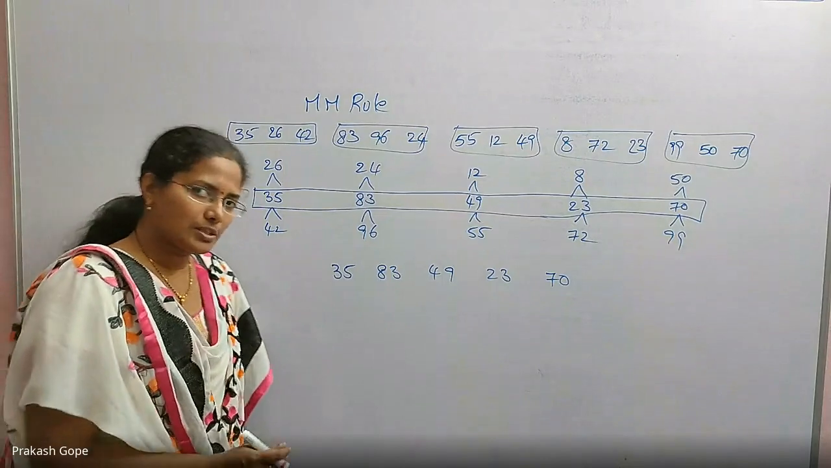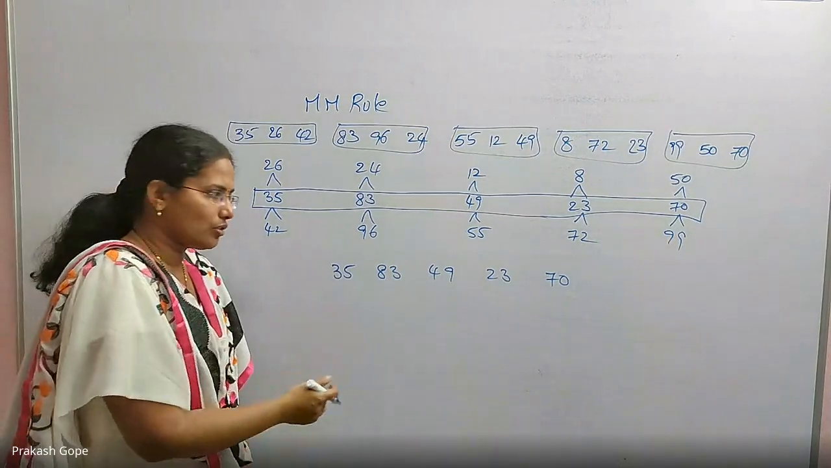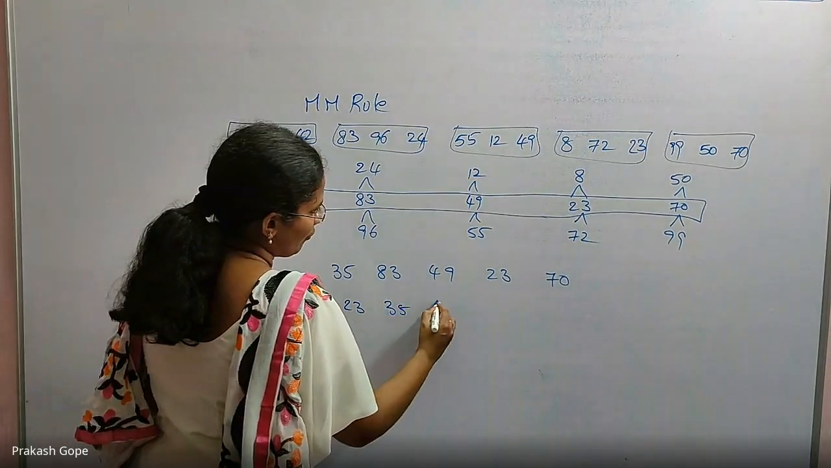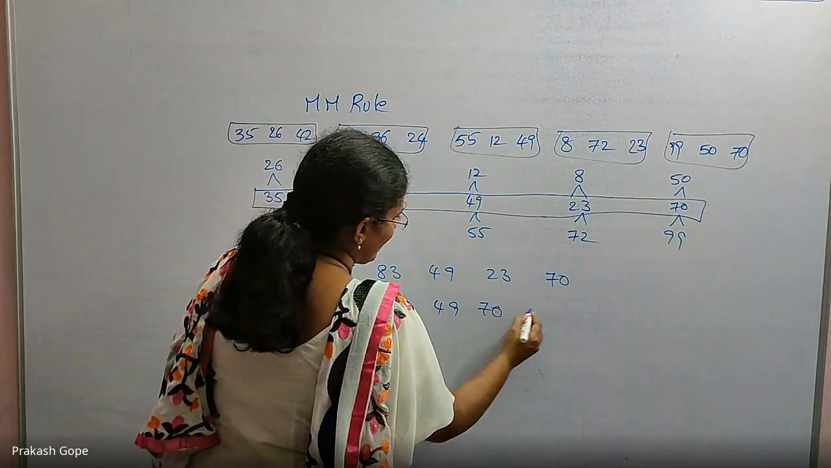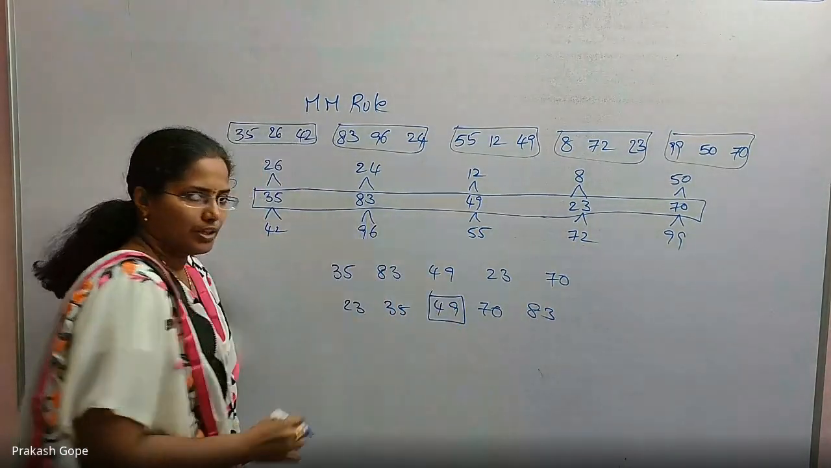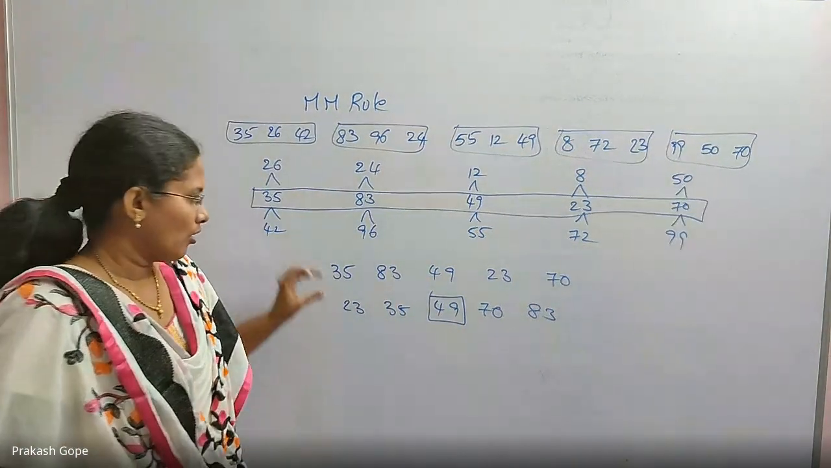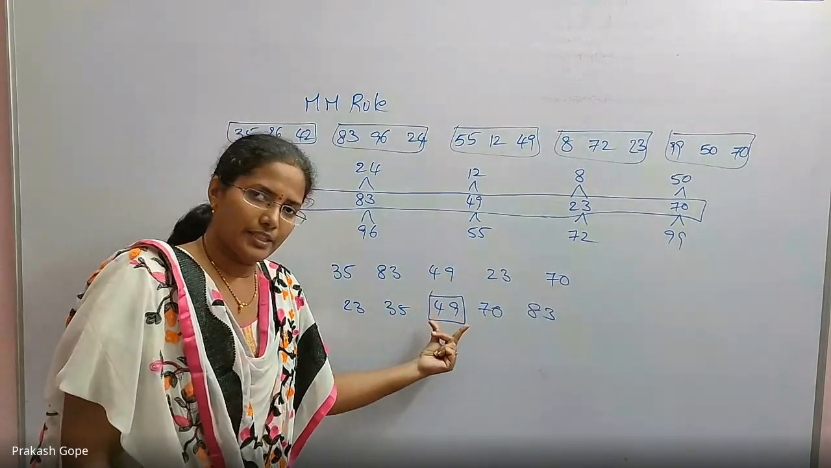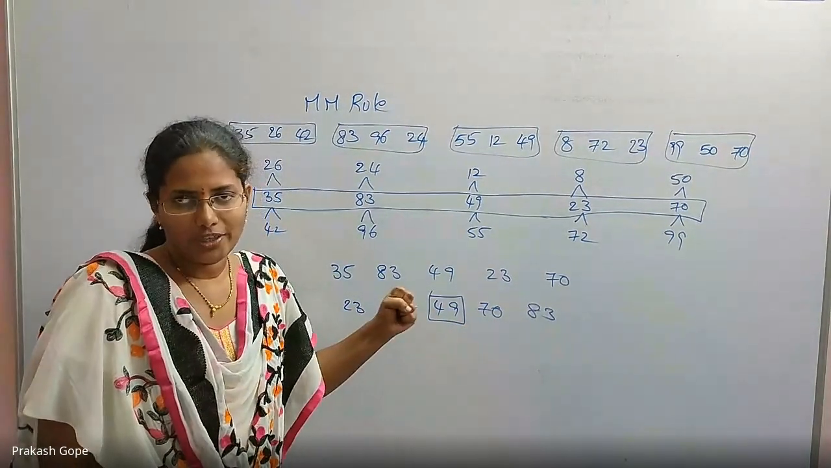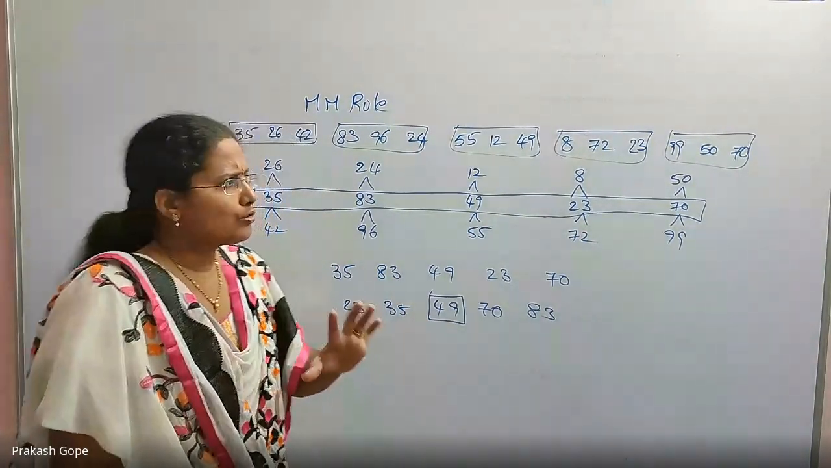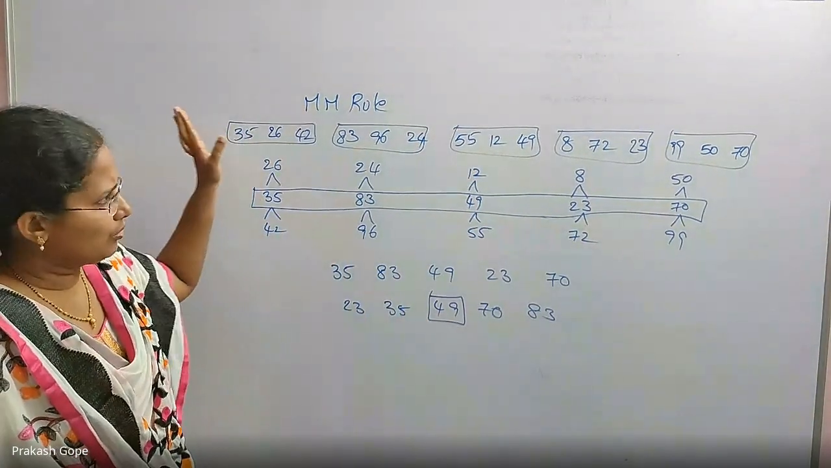Median of these medians, which means first you need to sort them. 23, 35, 49, 70, 83. Median among them is 49. All these are medians. Median of those medians is 49. Okay. I will select this 49 as a pivot element. Now you check. Just orally you can verify.